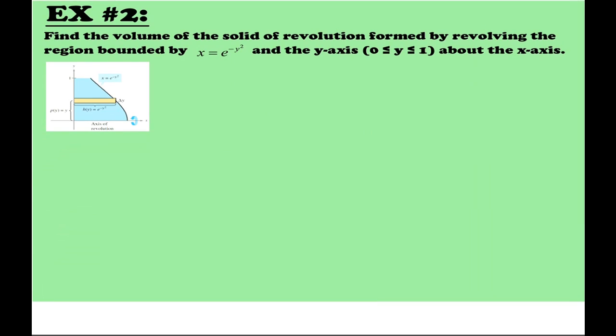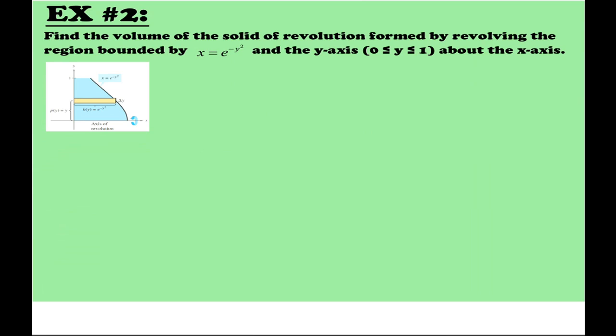All right, here's example number 2. It says to find the volume of the solid of revolution formed by revolving the region bounded by the equation x equals e to the negative y squared, the y-axis from 0 to 1, about the x-axis. Okay, so let's visualize what's going on here. We've got our little function. They gave us a picture of what it looks like.